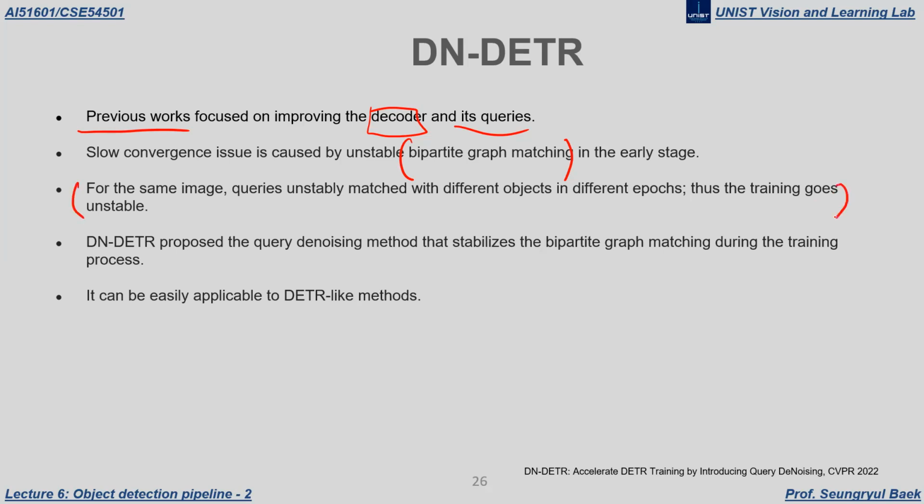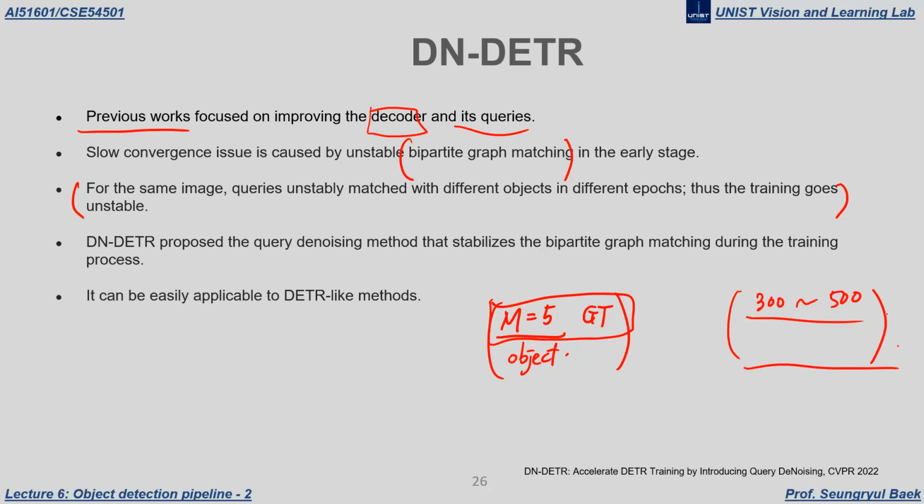So they are saying that in the early stage of the DTR training, let's say there are 5 ground truths in a training image, but we have 300 to 500 object queries, right? And each object query has to be matched to ground truths, okay? We have the Hungarian matching algorithm, okay? And then matched predictions are applied with the MSE loss, right?